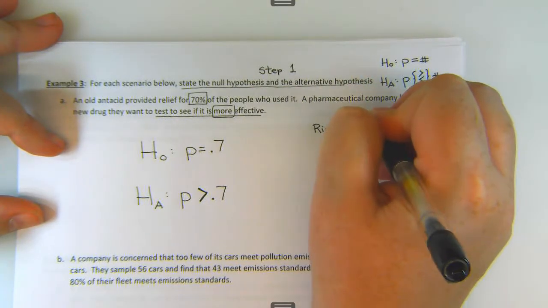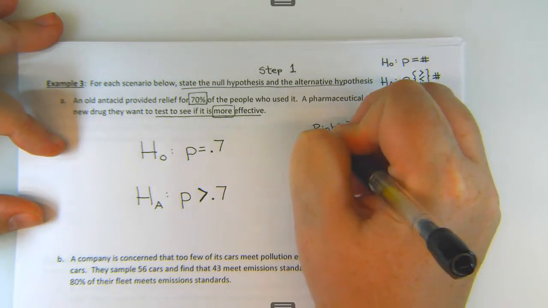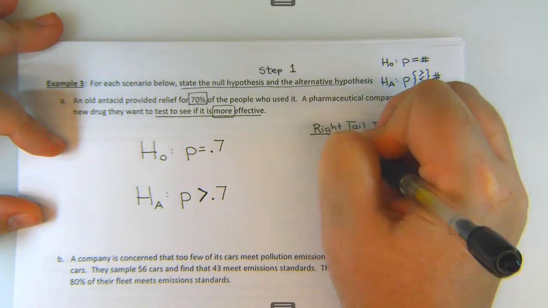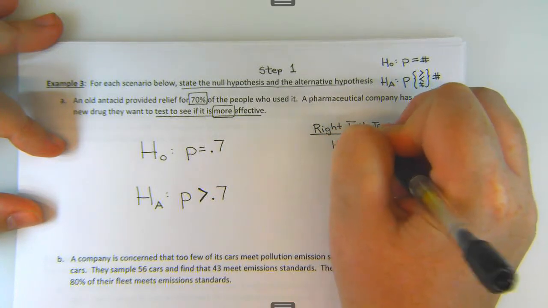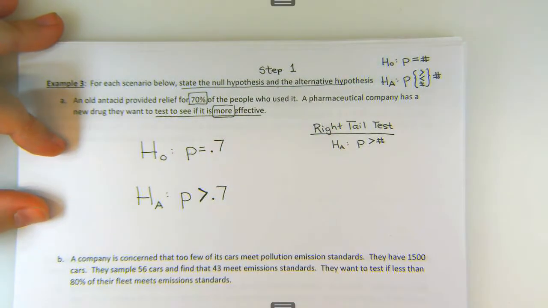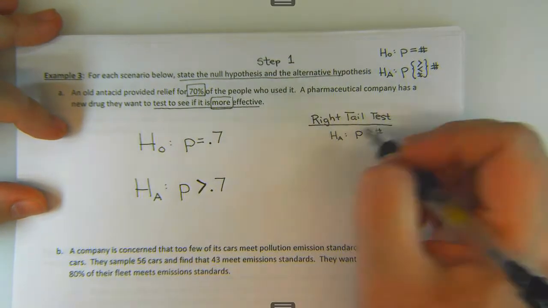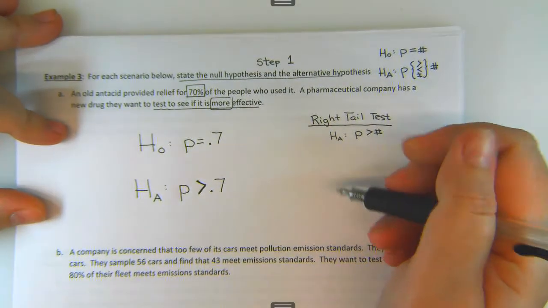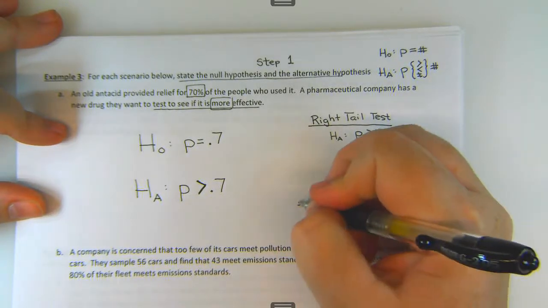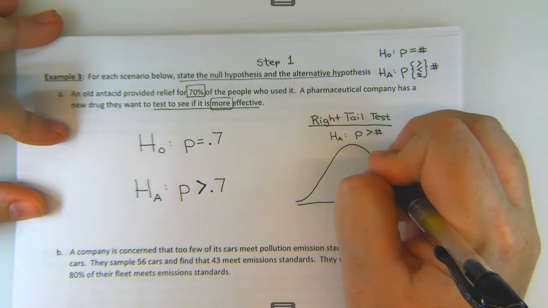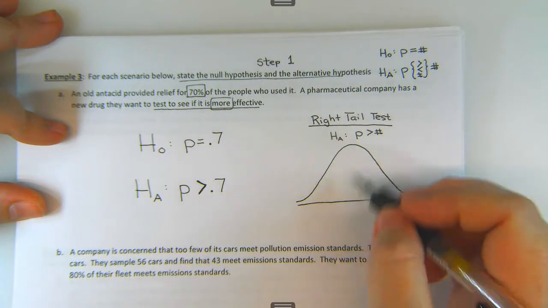A right tail test is always going to come through when, if we look at our alternative hypothesis, we're trying to prove that the proportion is more than some number. That's always going to lead to this right tail test. It's called a right tail test because it tells us where to find our p-value.